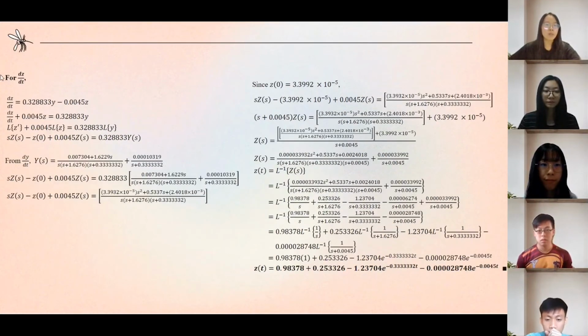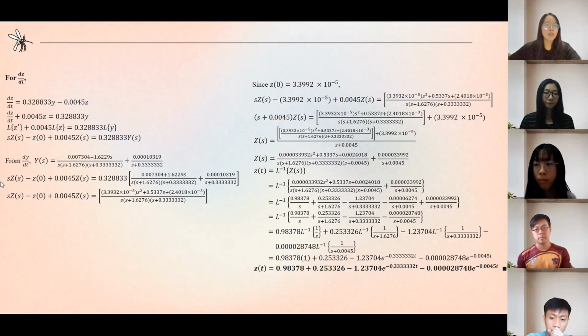dz over dt is also the same. We rearrange the equation into this, and then using Laplace transform to get this. Since there is Y(s) in this equation, we substitute the Y(s) that we get in dy over dt and get this. Then by using the initial condition, we get Z(s) equal to this, and then using inverse Laplace transform to get the solution of z(t), which we get z(t) is equal to this.